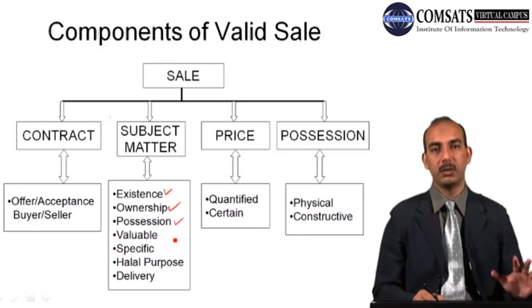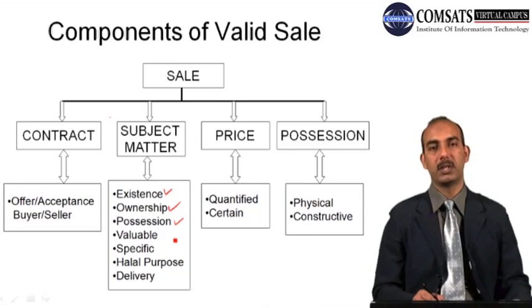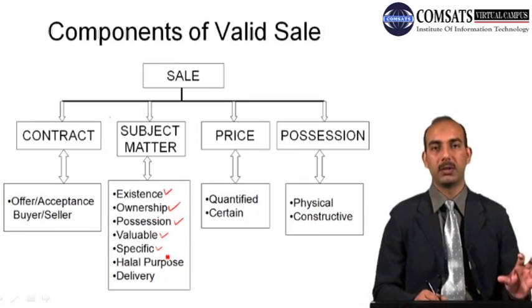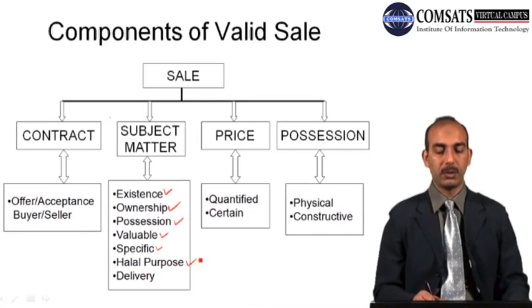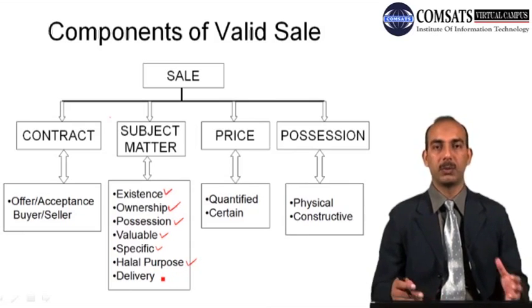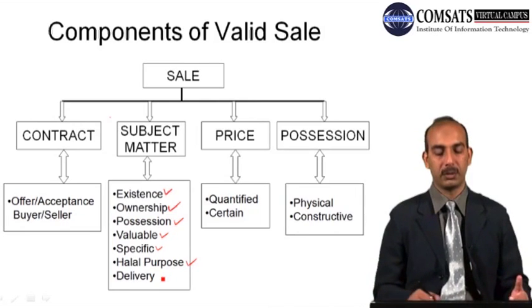The seller must have the physical possession of the asset or the goods which are being sold. And it must be a valuable thing. It should have some value. It should have some benefits for the buyer and the seller. And it must be specific. You must be aware of the units of the goods, or what you are going to sell and what you are going to buy. And it should be sold for a halal purpose. It should not be sold for any purpose which can be used to manufacture or to be used in anything else which is not allowed under the Islamic economic system. For example, selling grapes to prepare wine is not allowed under the Islamic economic system.